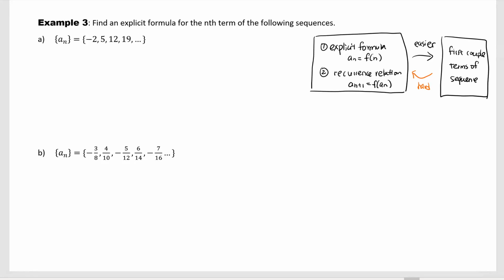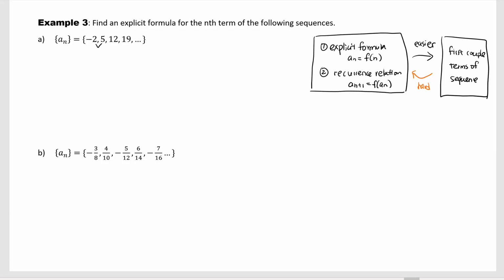All right, so let's look at this one. A n equals -2, 5, 12, and 19. Okay, let's find the pattern. Usually the first thing we try is to find the pattern. Maybe you want to look at either the difference between two terms or the ratio between two terms to check.